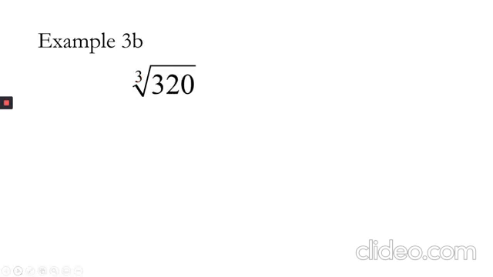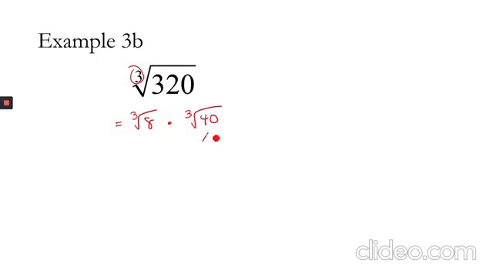Example 3b. Here's our index, so now we're looking for perfect cube roots. Now this one's a little bit tougher because 320 is a pretty big number. But I'm going to start off with some small ones because I know these smaller numbers pretty easily. 8 times 40 gives us 320. And 8 is a perfect cube because 2 times 2 times 2 gives us 8.